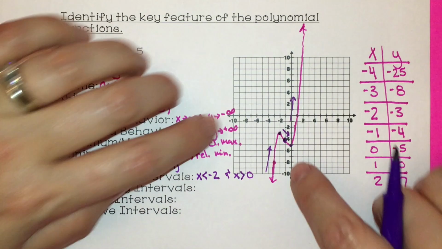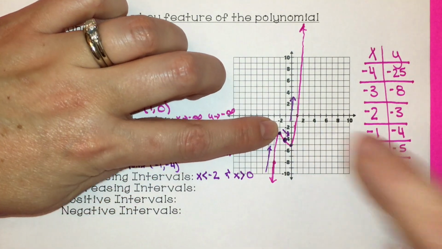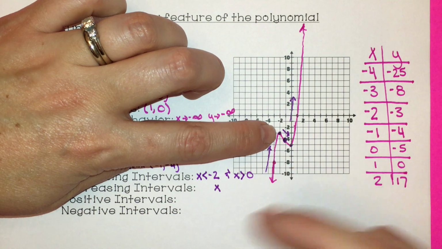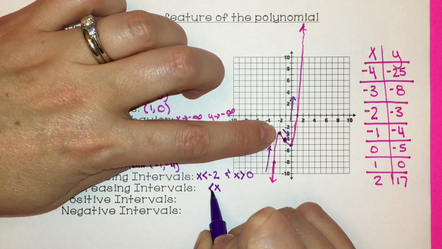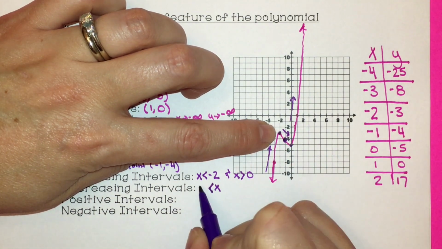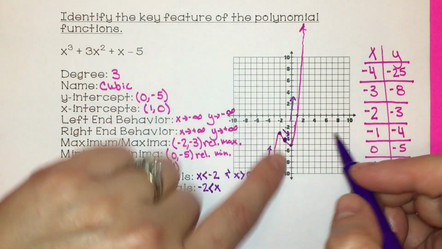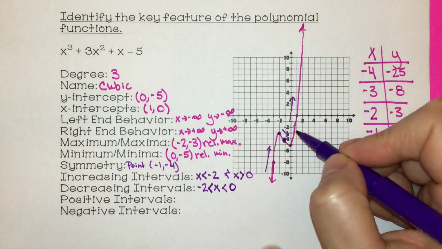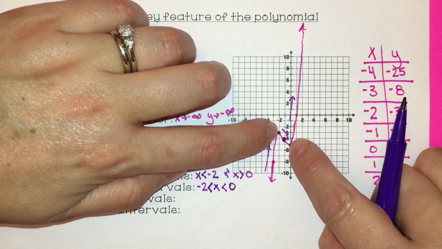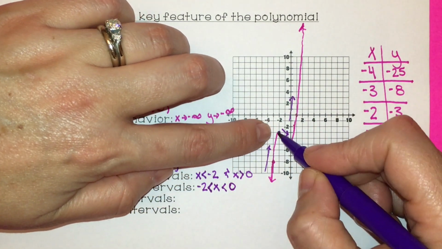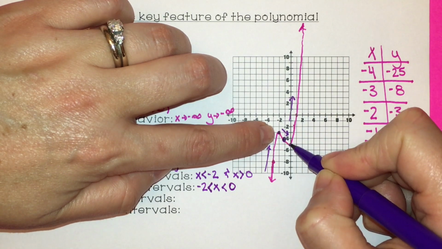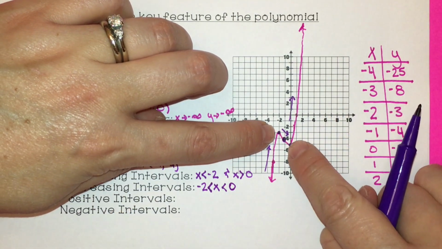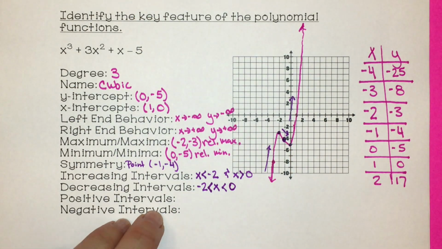All right, decreasing interval is between here. So that means that's where x is greater than -2, but it's also less than 0. Okay, you see how this is the values between. Neither of them include where x is -2 and x is 0, but the decreasing is between those. All right, positive intervals.